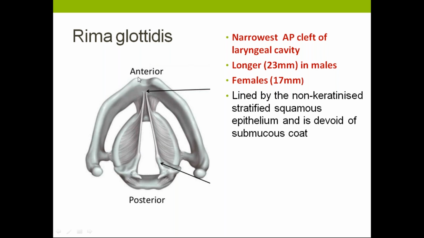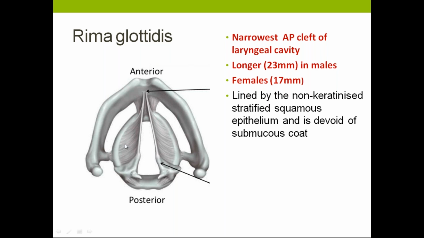You can see the thyroid cartilage here. Okay, and this is the arytenoid cartilage. You can see this is the cricoid cartilage, and this is the median cricothyroid ligament. And this is the vocal process, which gives attachment to the vocal ligament. This is the vocal ligament here.